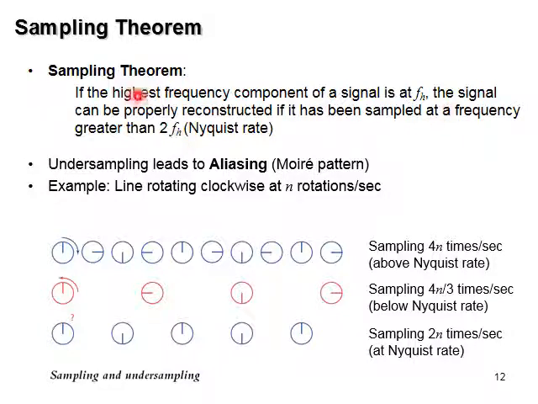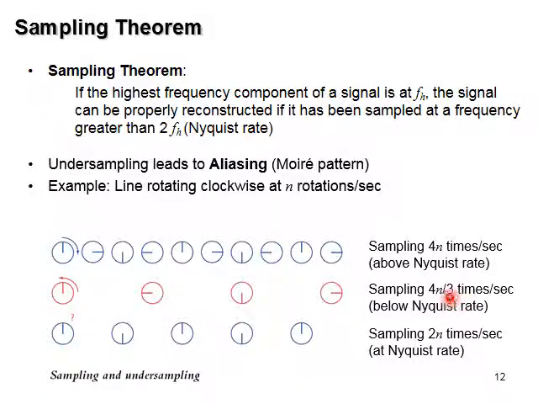It says here that if the highest frequency component of the signal is at fh, the signal can be properly reconstructed if it has been sampled at a frequency greater than 2fh. Here you are exactly at 2fh, so still you wouldn't be able to distinguish if the line is moving clockwise or anti-clockwise.